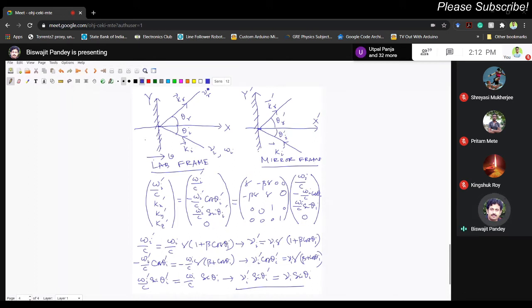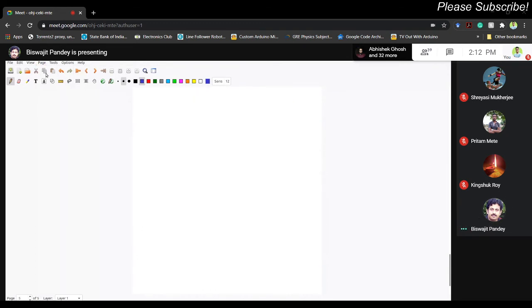You can see here, right? This is the reflected wave, in the mirror frame. So this is the x component, this is the x component, and this is the y component. Both x component and y component will be positive in this case. So you should be careful about the sign.